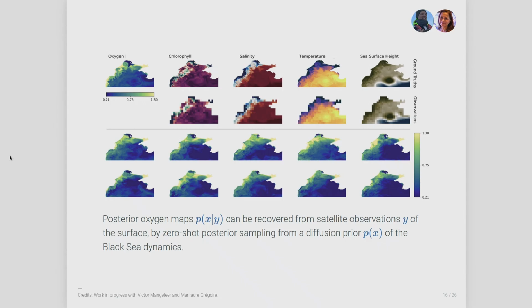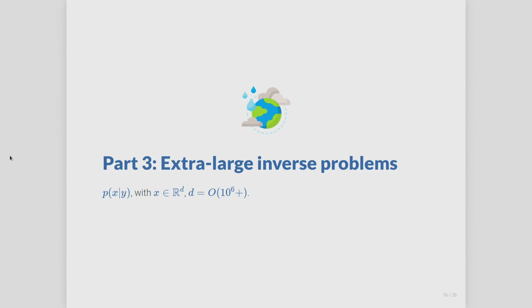So this is just a work in progress, but this, I think, was a good example of a high-dimensional inverse problem that really requires high resolution. All right, what if we scale up further the dimension of our inverse problem? What if we consider an extra large inverse problem where we have more than 10 to the 6 dimensions, and maybe more if you want?